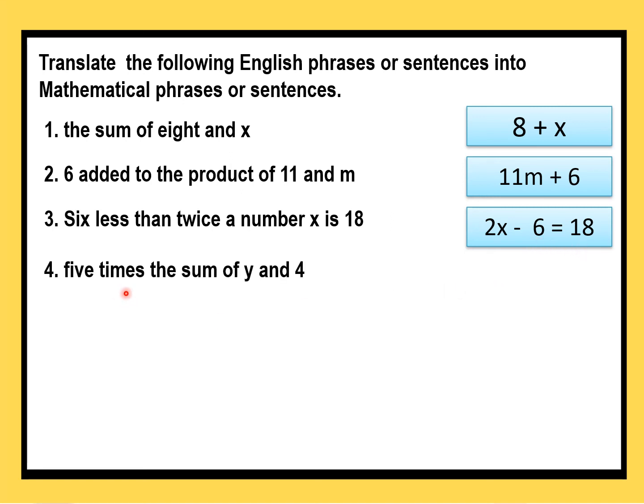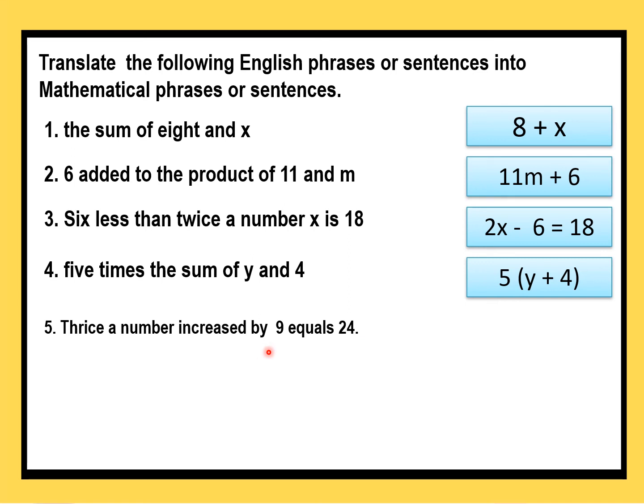Number 4, 5 times the sum of y and 4. So, ang keyword natin ay times at saka sum. Sum ng y and 4. So, 5 times the sum of y and 4. So, ito yung sum ng y and 4. Then, 5, yung parenthesis na ito nagre-represent nung times. So, 5 times the sum of y and 4.